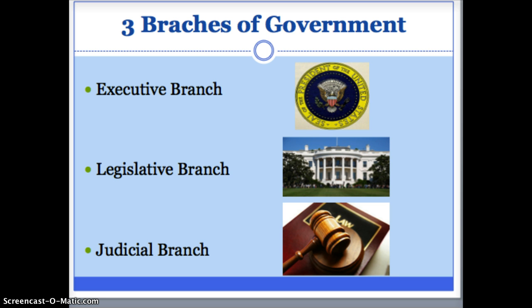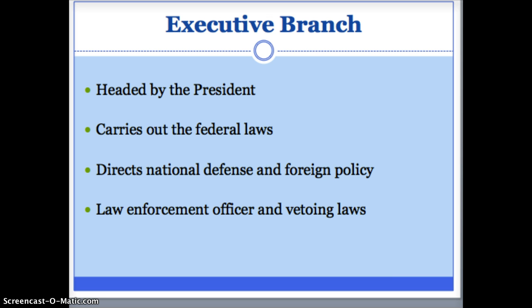Now we will go over the 3 different branches of the government: executive branch, legislative branch, and judicial branch. The executive branch is headed by the president. This branch carries out federal laws. It also directs national defense and foreign policy. The executive branch is the law enforcement and vetoes laws.